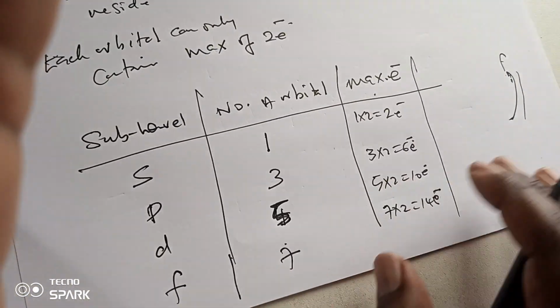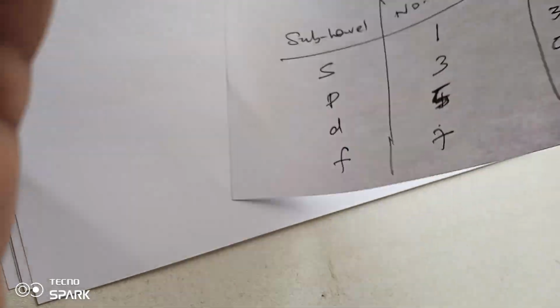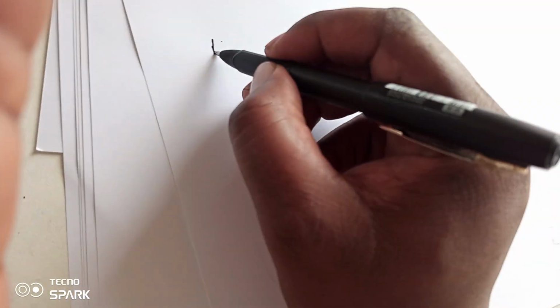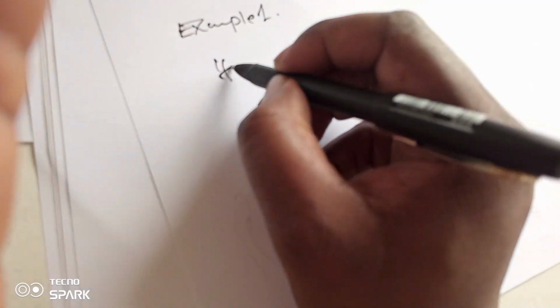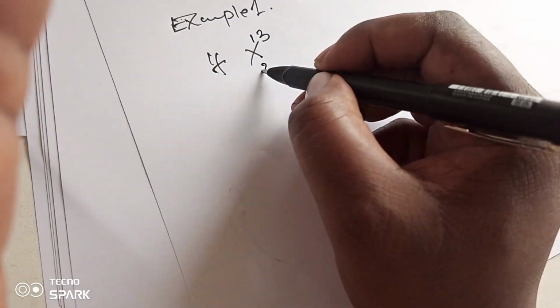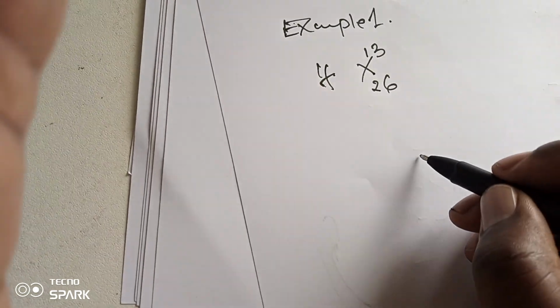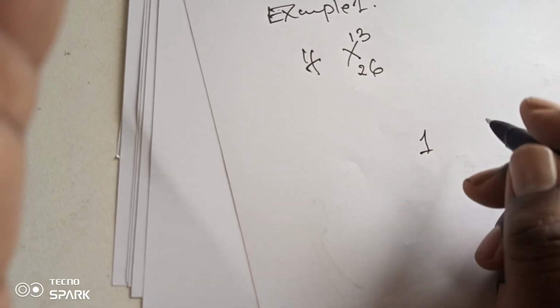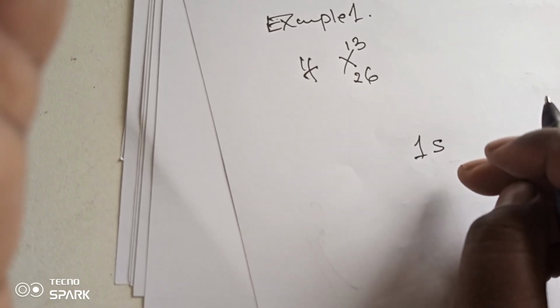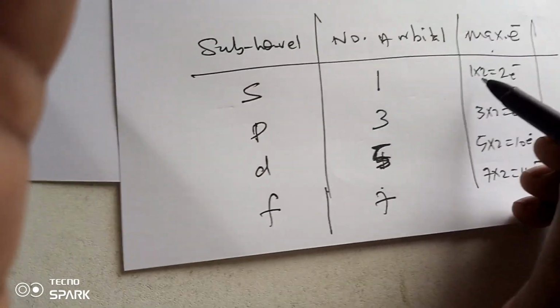So out of this, we can write what we call an orbital configuration. Example, if element X has atomic number of 13, then the mass number is 26. You need to know that the first energy level has only S, and S contains a maximum of 2 electrons. So this one will be 2.